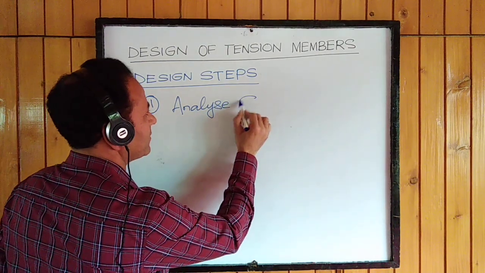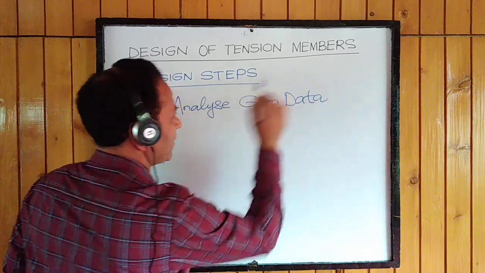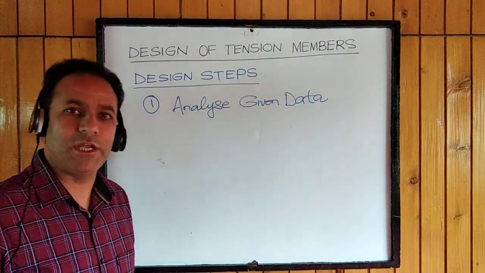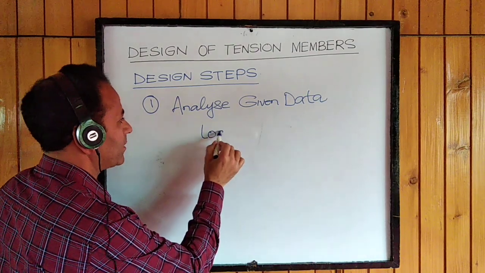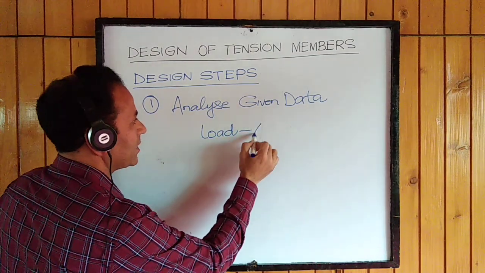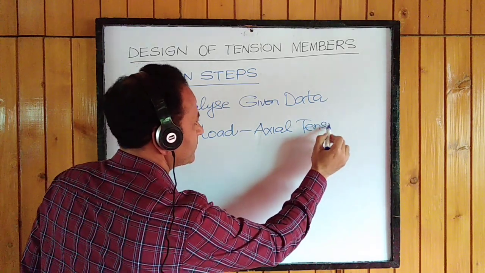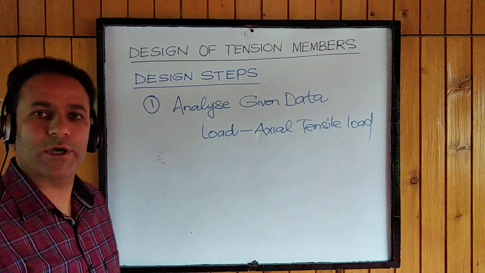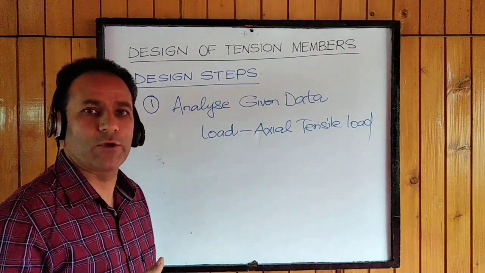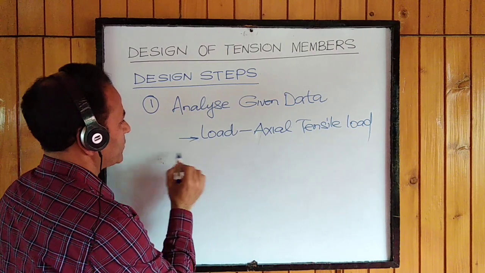Analyze the data given. So in this, what we need to design the member is first of all the load. This must be axial tensile load. So this data must be provided to us for a particular load. We have to carry out the design of that particular tension member. So this is the load.